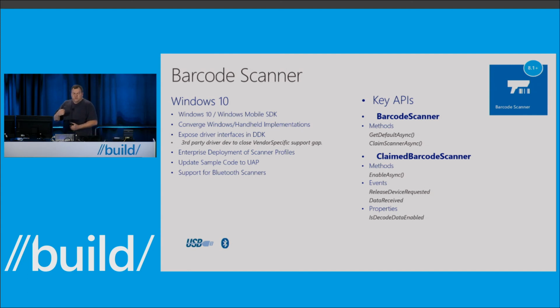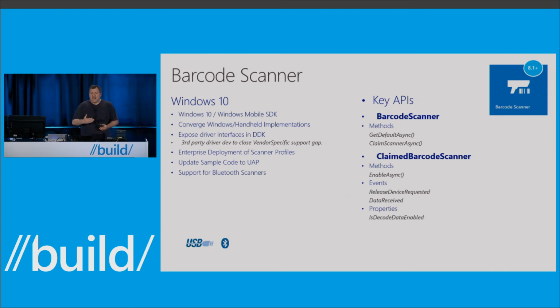What we wanted to do here was to converge both the Windows and the handheld implementation when we did that work. Currently in 8.1, there's actually two different code paths. We wanted to bring all that together, so now there's one set of APIs, one code path, one implementation, and you as developers will only need to experience that implementation. We also wanted to add support for Bluetooth scanners so that we can enable that theme of a mobile POS experience.